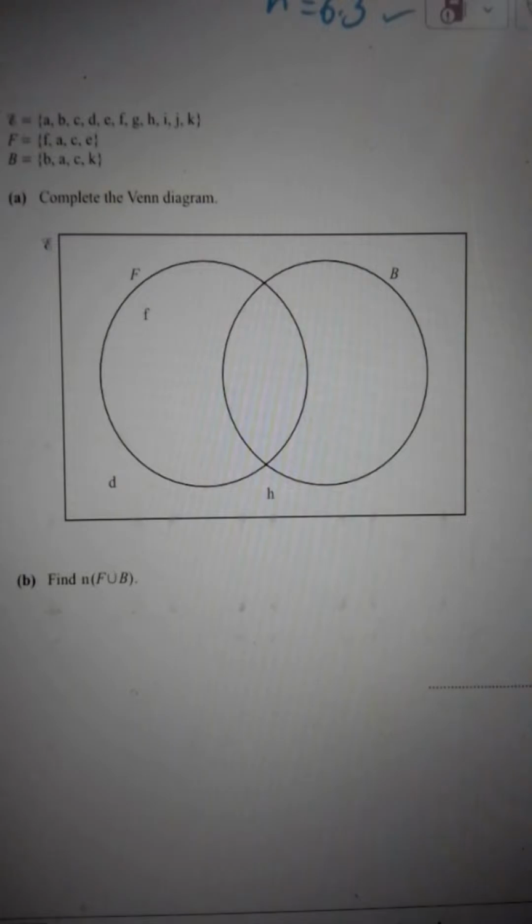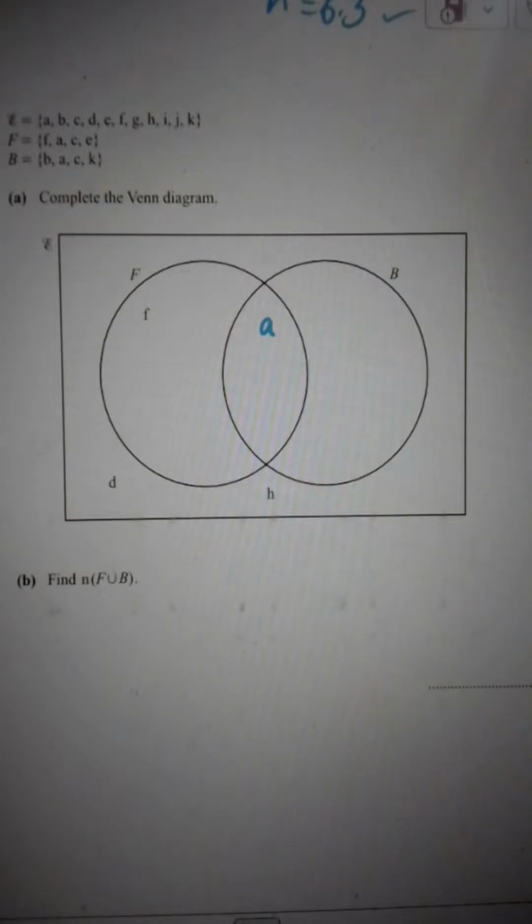So these are to be represented on the Venn diagram. It is stated: complete the Venn diagram. How can we complete the Venn diagram? First we need to look at which elements are common. In the sets F and B, the common element is A. The common element will land here in the middle, in the common area.